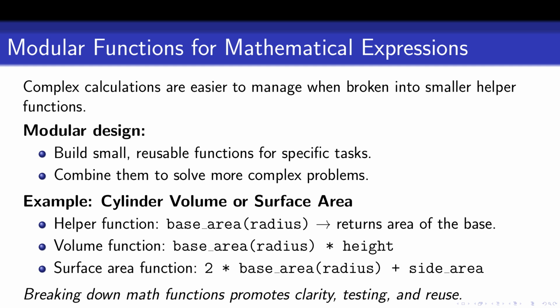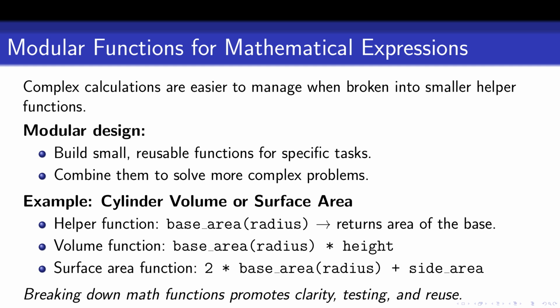Complex mathematical operations are often easier to manage when broken into multiple helper functions. This modular design approach lets you isolate individual pieces of logic, such as computing the area of a circle's base or calculating the surface area of a cylinder. For example, a base area of radius function might return the area of the circular base, and that result can be reused in both a volume function and a surface area function.